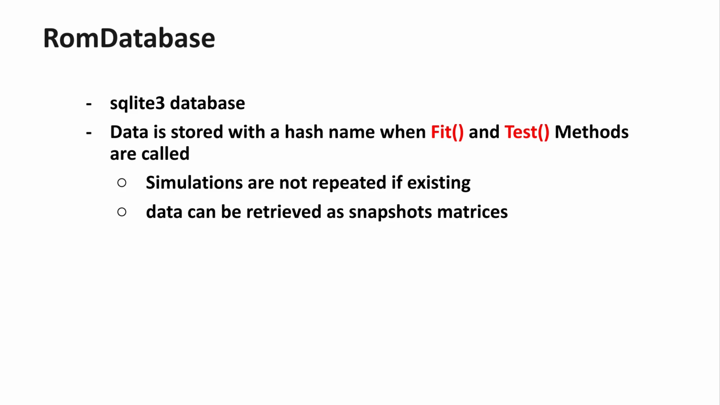Let us start by saying that the ROM database is a class that is part of the ROM application, and it is an SQLite 3 database. When you call the methods fit and test, the data is stored with a hash name. What does this imply? It implies that once the files are created, that is snapshot matrices or any data inside the simulation used by the ROM manager, simulations are not repeated if they already exist.